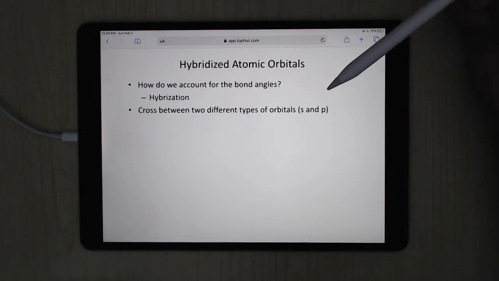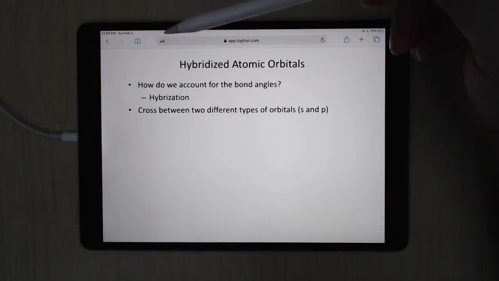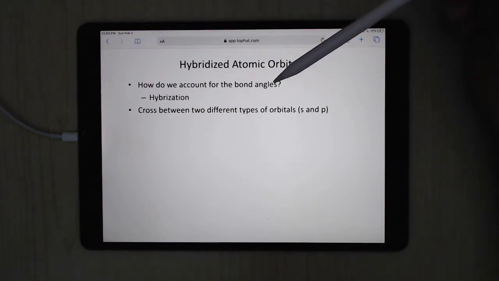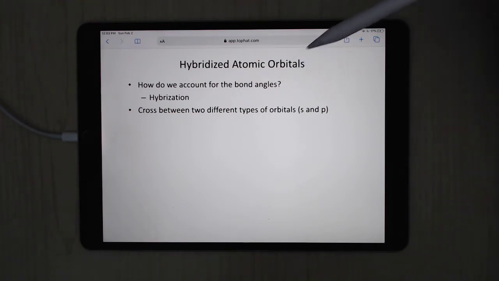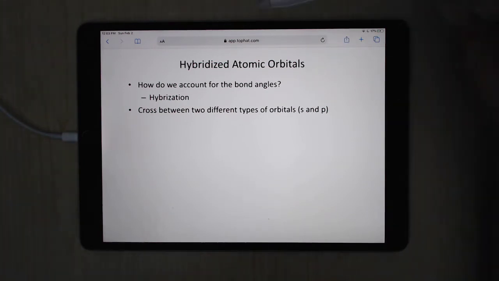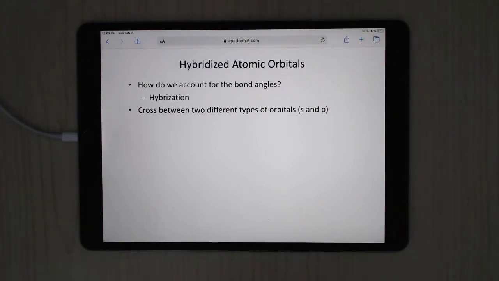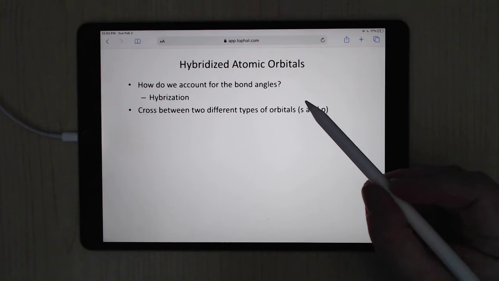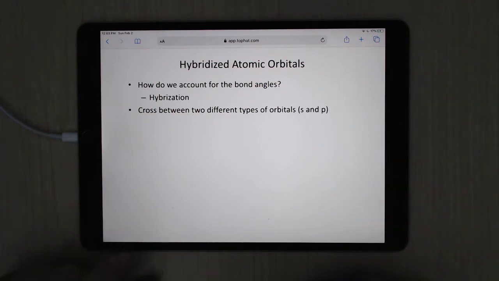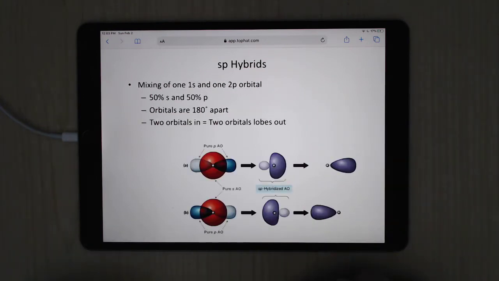Okay, but the thing is, how do we account for bond angles? If you try to do this, particularly for carbon, the bond angles are wrong. It turns out, in order to take that into account, you actually have to hybridize it. So mix the s and the p orbitals together, and this becomes incredibly important for carbon.